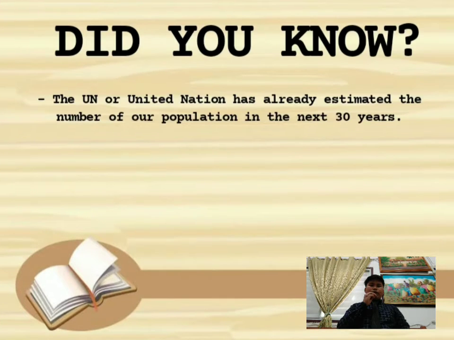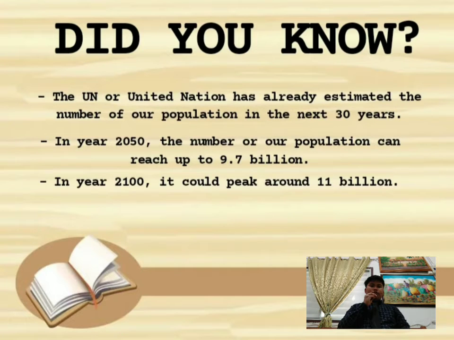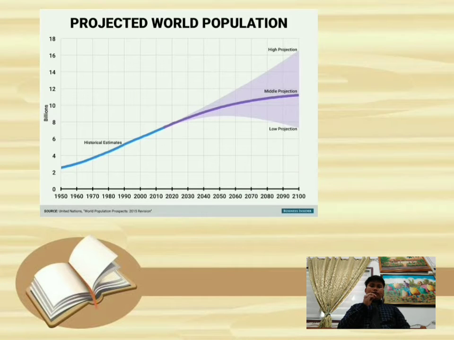Did you know that the UN or United Nations has estimated the number of our population in the next 30 years? And according to them, in year 2050, the number of our population can reach up to 9.7 billion and could peak at nearly 11 billion by year 2100. Now, this is the population projection by UN.